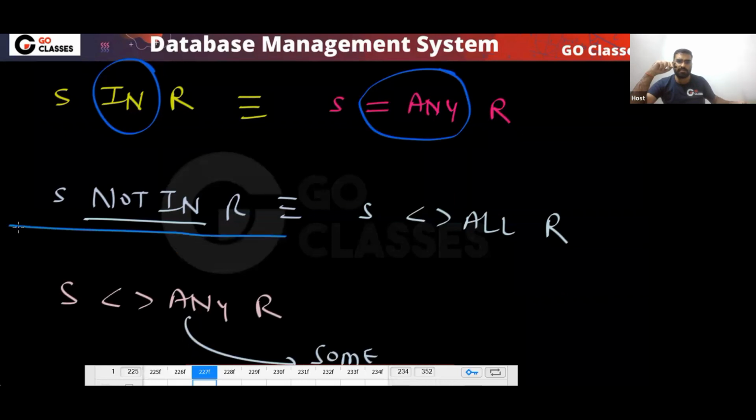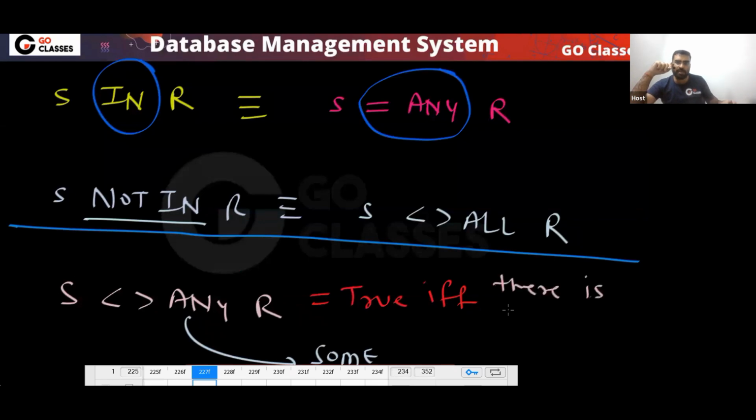What does it mean? S is not equal to any R. So it means S is not equal to some R. Yes or no? There is some tuple other than S in R. So this will be true if and only if there is some tuple other than S in R.